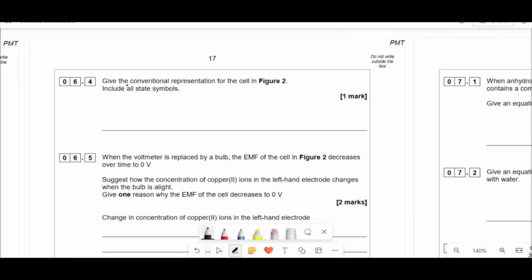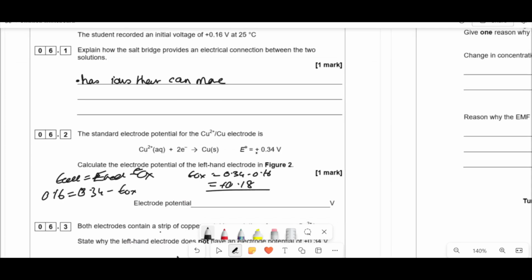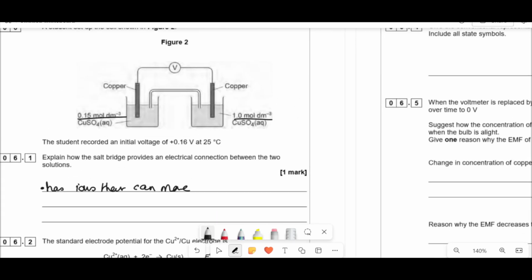There you go. So now it says give the conventional representation for this cell in figure 2 and include all state symbols. They've told you in this question that the Cu2+ electrode is here, right? And that's going to be the one that's being reduced. So this one's got to be oxidized. So the one that's more negative goes on the left, which is your oxidizing one, and the one that's going to be reduced is on the right.